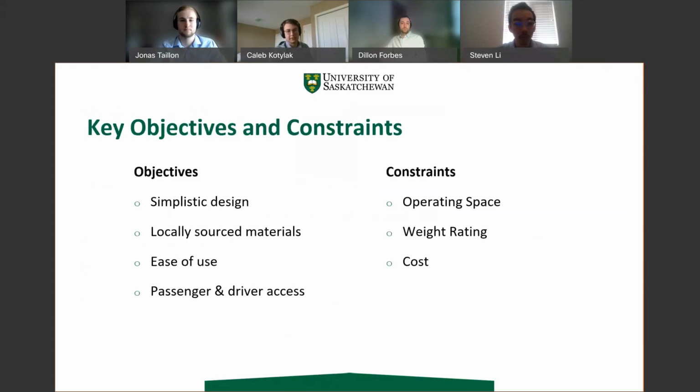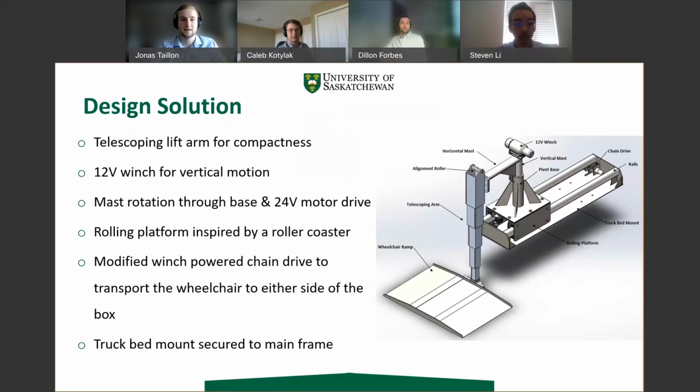One of the key constraints is the operating space due to being located in the box of a truck. Another is the weight rating due to the rather heavy nature of the client's power wheelchair. Lastly, the cost had to be kept at a reasonable level. So our final design solution is shown on the right, and we believe that it will allow the client to regain his independence and will serve him not only now, but also in the future.